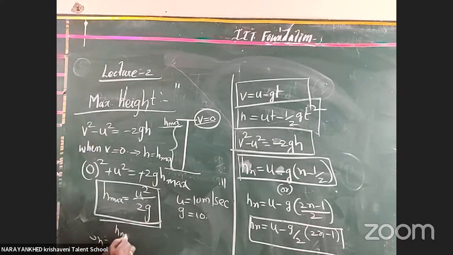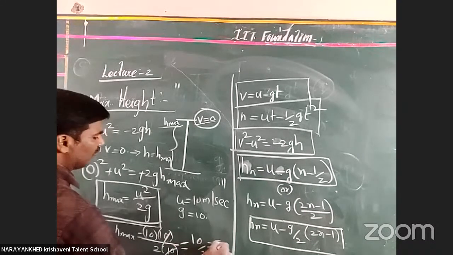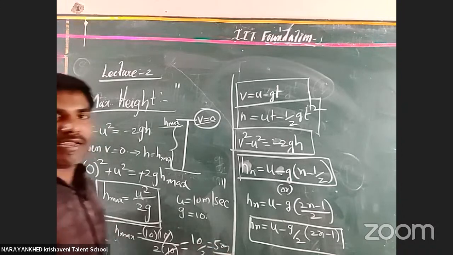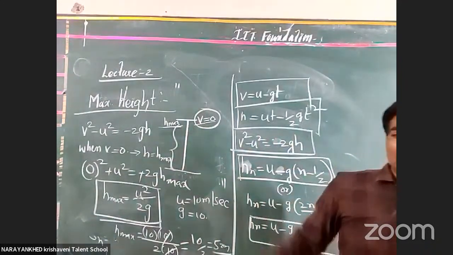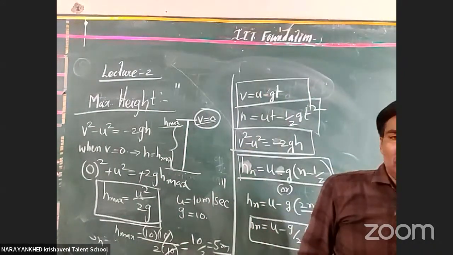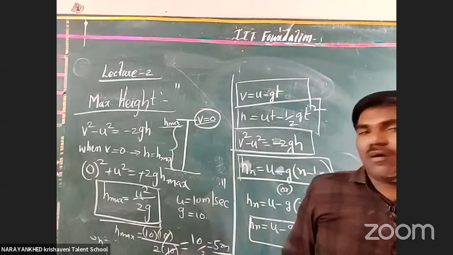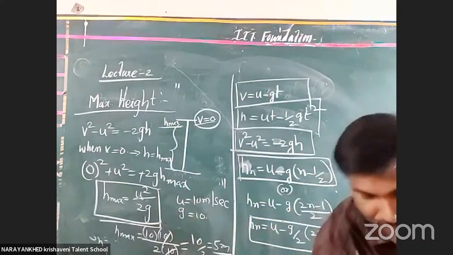H max is equal to 10 into 10, 10 square, by 2 into 10. Now these cancel each other. Now 10 by 2 means what? 5 meters. If I send one body with 10 meters per second initial velocity, it reaches how much height here? 5 meters height. Got it? This is only about our maximum height. Please note down this formula up to here.